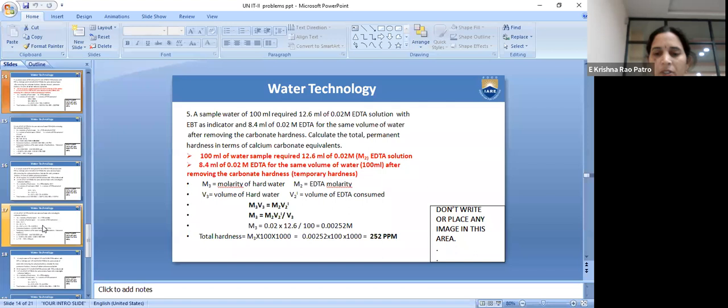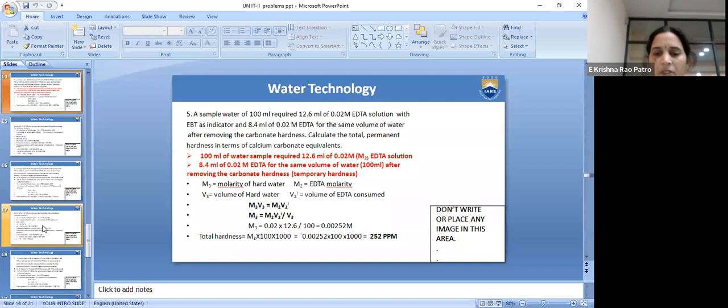Yesterday we completed 2 problems. So one problem is left, ma'am, that we will complete now. Then we'll discuss another topic. So see the students now. This problem we completed yesterday.